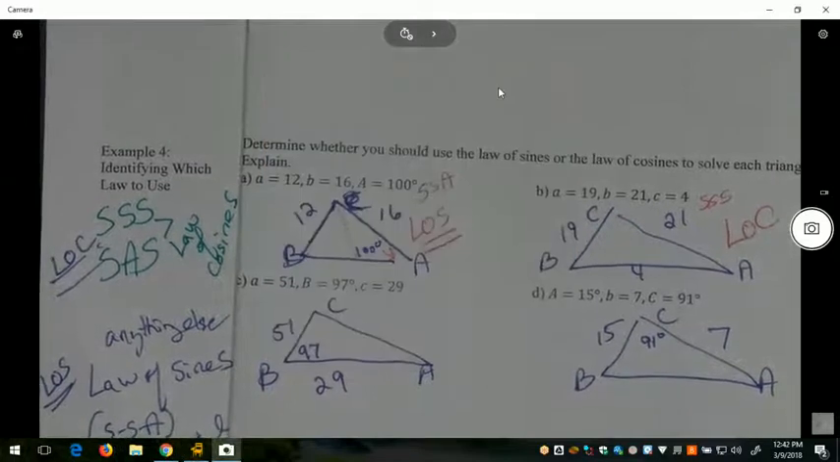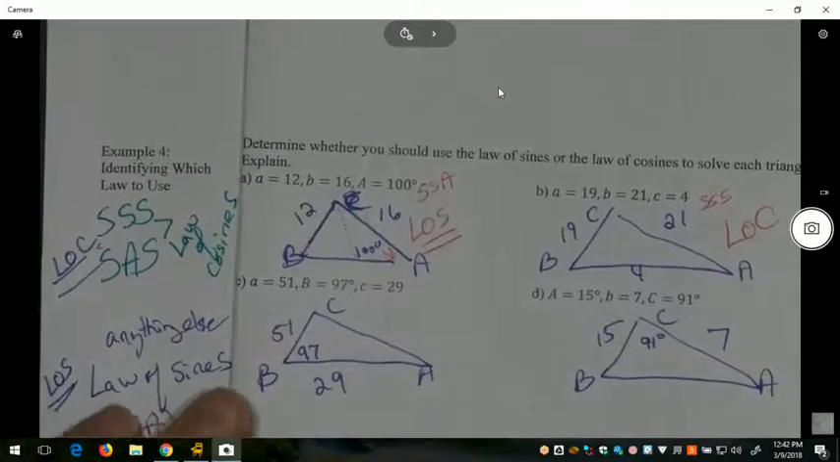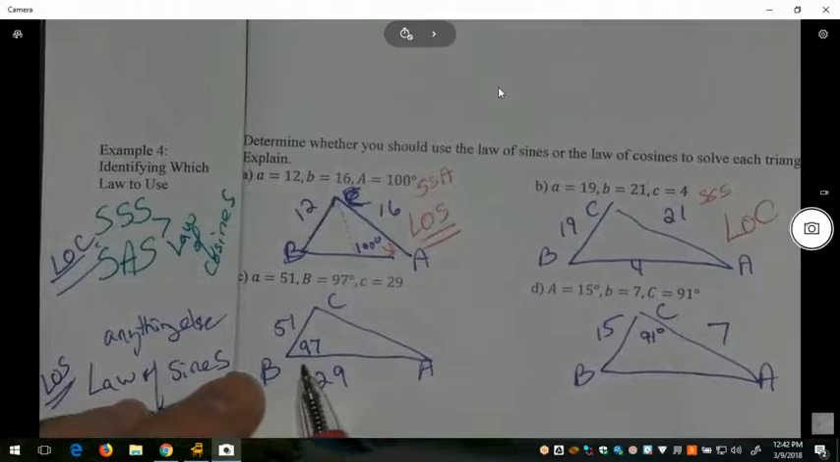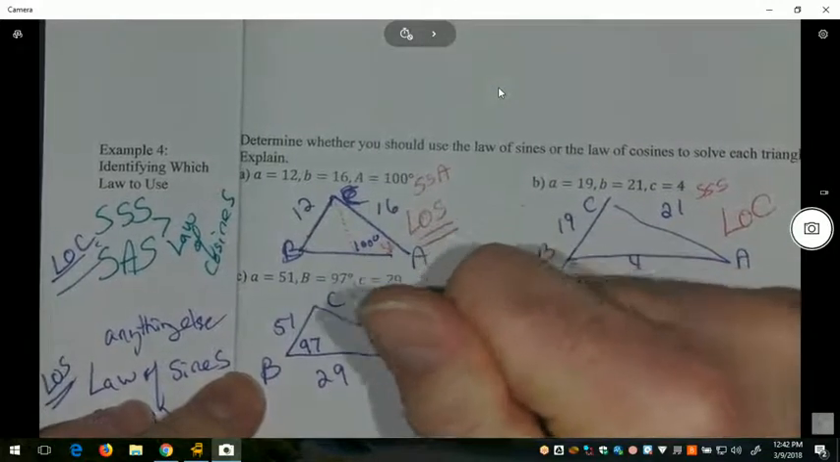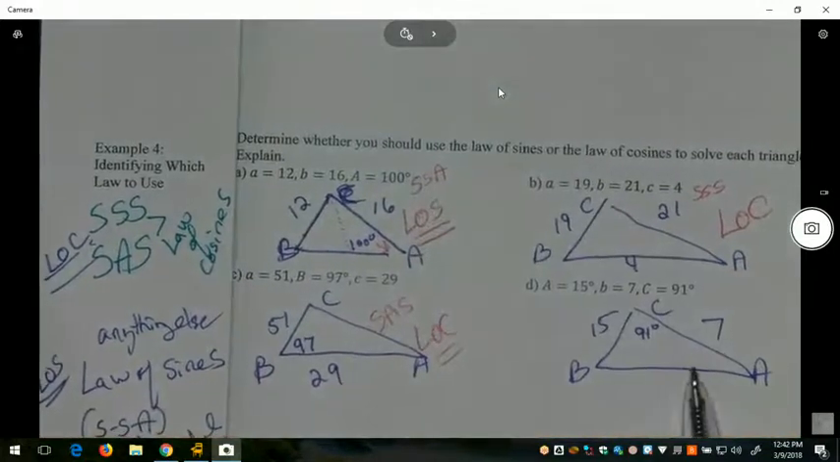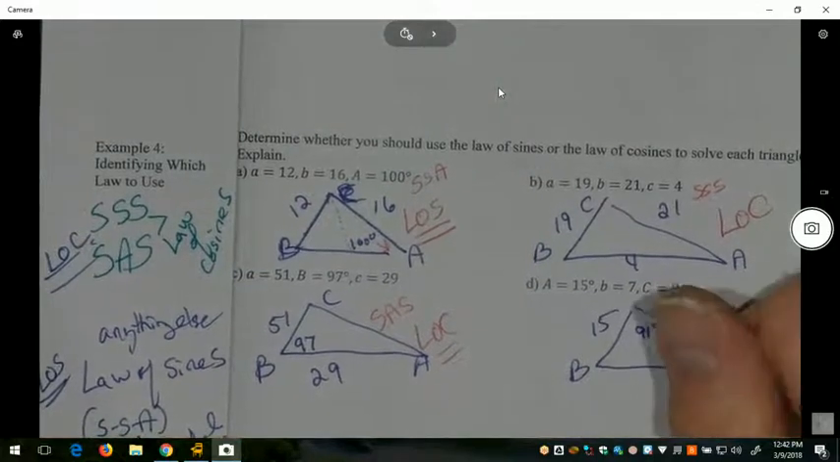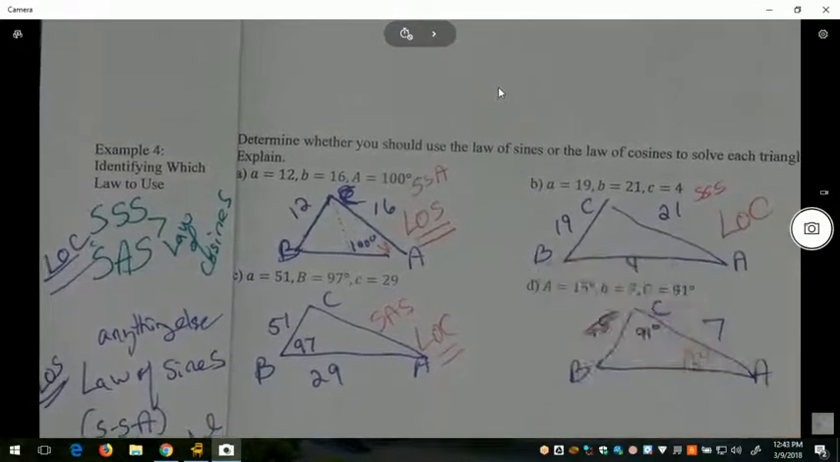All right, so now when I come over here and look at this one, I hope I labeled this right. There's B, here's C, here's A. This is side-angle-side. When it's side-angle-side, we're supposed to use law of cosines. And the same thing over here. Oh, A is 15 degrees, not 15 on the side.